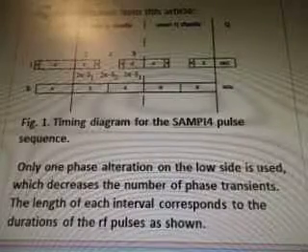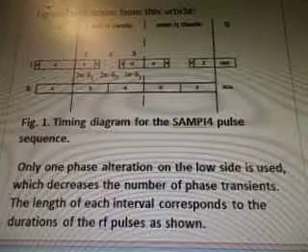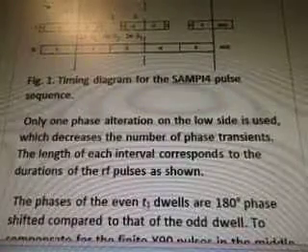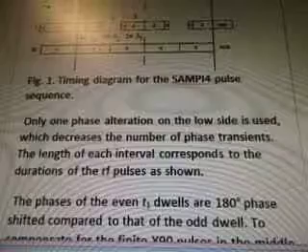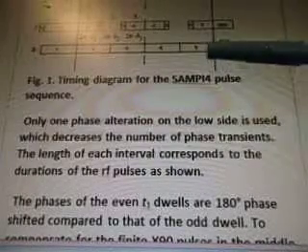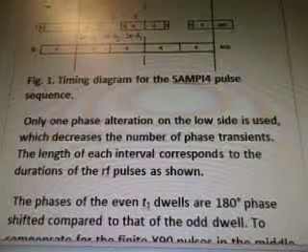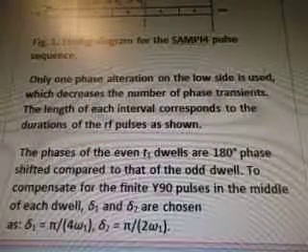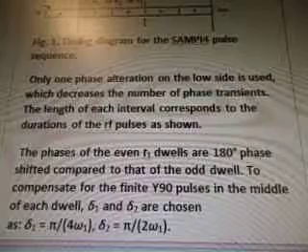So this is talking, figure 1 is a timing diagram for the SAMP4 pulse sequence. Also it's showing the pulse sequences. Only one phase alteration on the low side is used. So I guess I'm assuming that's the low side, which decreases the number of phase transients. The length of each interval corresponds to the durations of the RF pulses as shown.